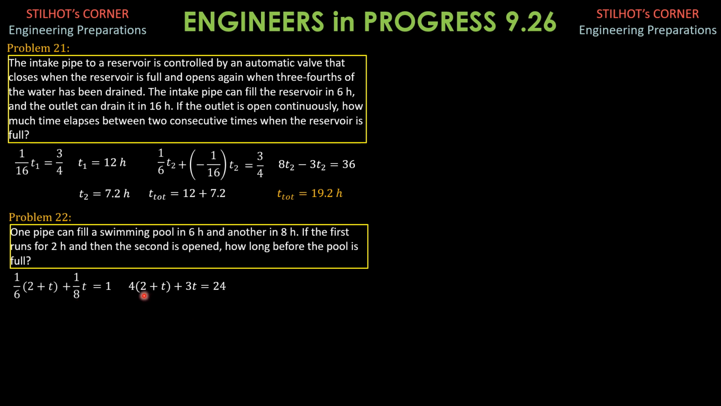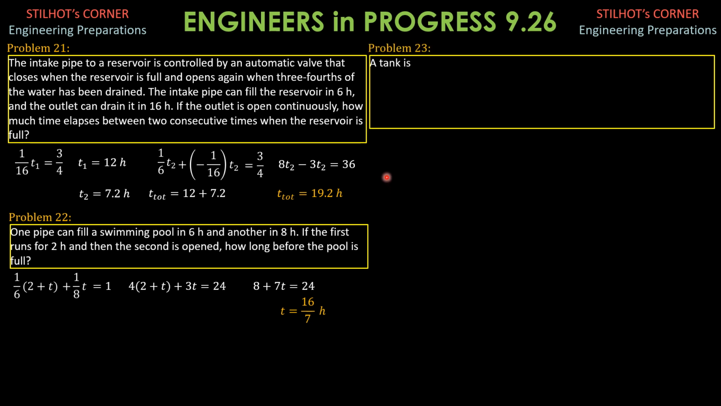So this is 8. 4T plus 3T is 7T. 8 plus 7T equals 24. 24 minus 8 is 16. Therefore, T is 16/7 hours. So that's the answer to that problem.